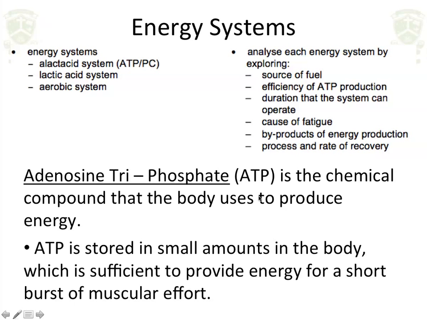So, before we get into the systems, we just need to quickly look at this molecule called adenosine triphosphate. Now that's the chemical compound that the body uses to produce energy, and it's actually sitting in your body stored, ready to go. So that's why you can go from a standing start to sprinting straight away without having to wait for any energy supplies to arrive. So it's literally sitting there ready to go.